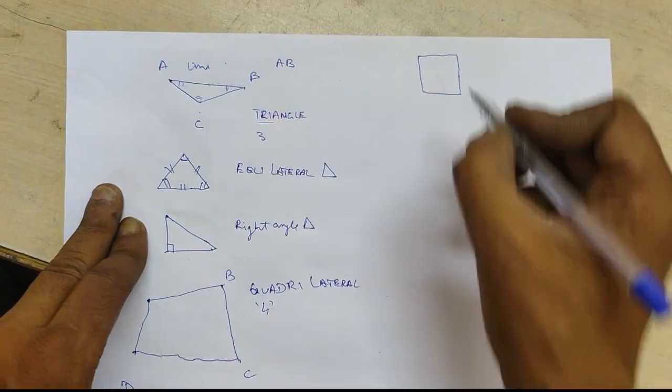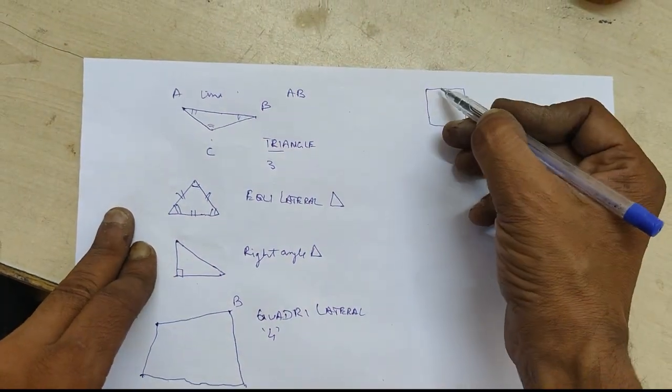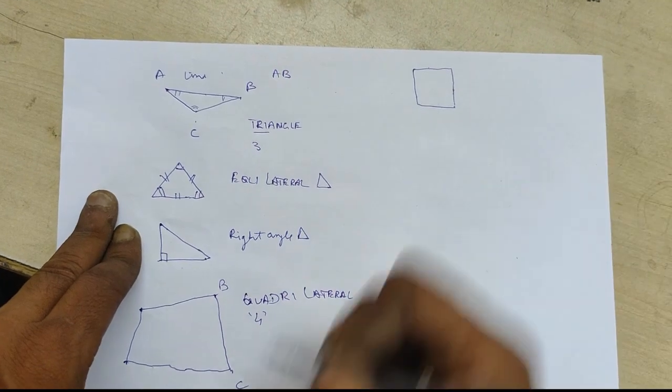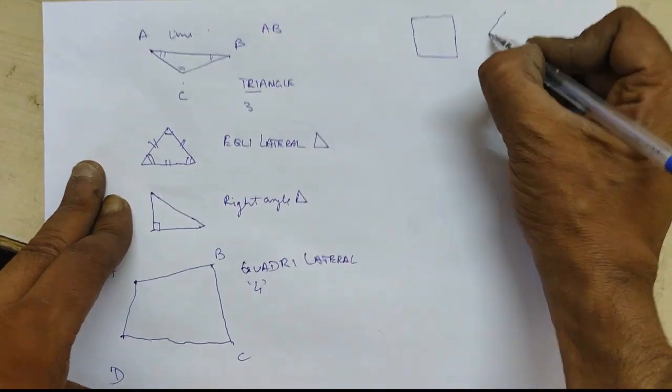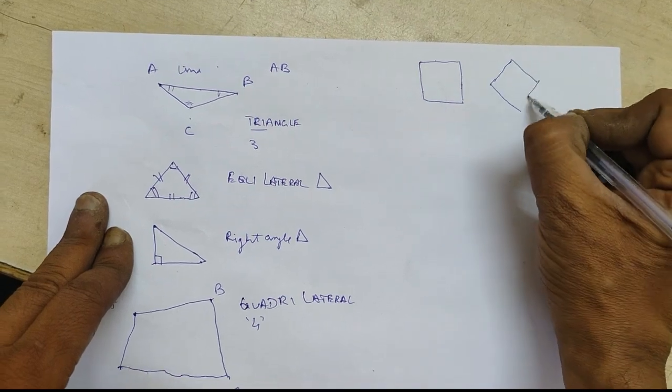What is a square? It is a quadrilateral because it has four sides, and additionally all the four sides are equal. Okay, so that's a quadrilateral. But another one, that's a square. Another one with four sides can also be something like this.